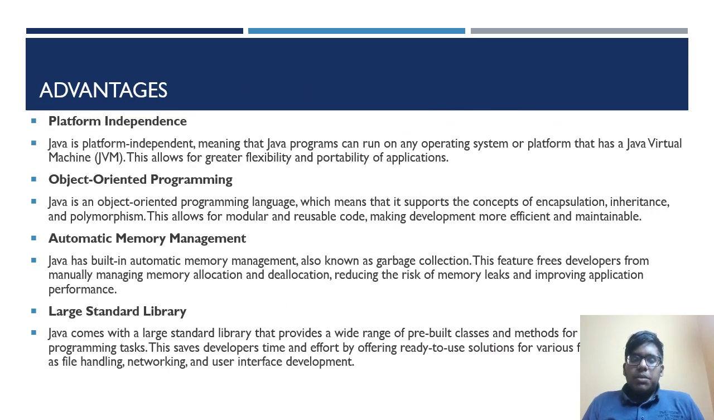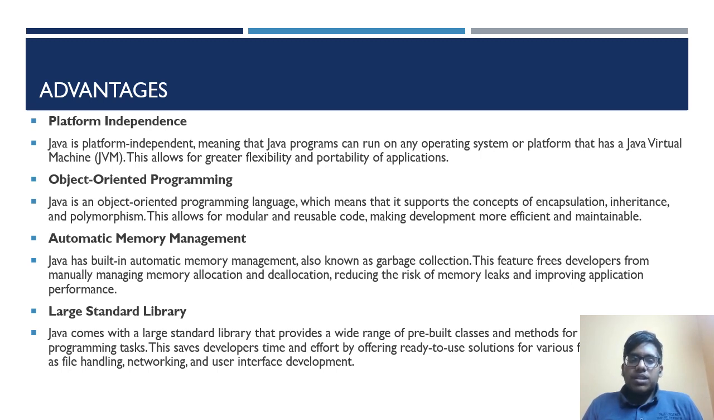Advantages. Platform independence. It is platform independent, meaning Java programs can run on any operating system or platform that has a JVM. This allows for greater flexibility and portability of applications. Object-oriented programming. It is object-oriented, which means it supports the concepts of encapsulation, inheritance, and polymorphism, which allows for modular and reusable code, making development more efficient and maintainable.